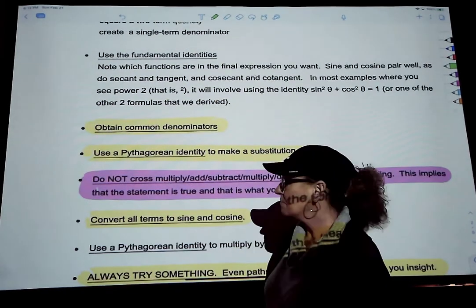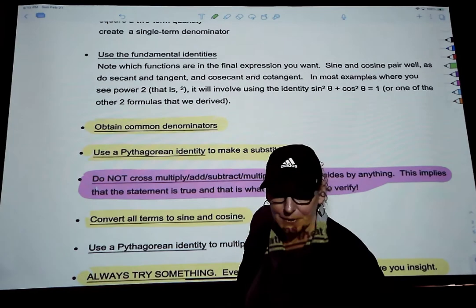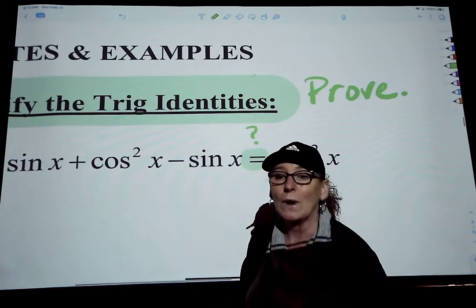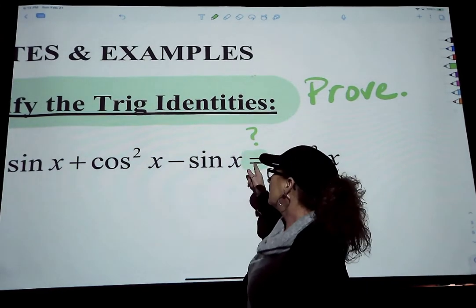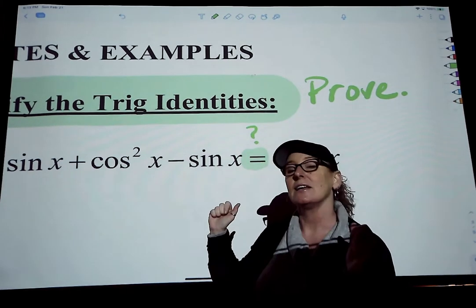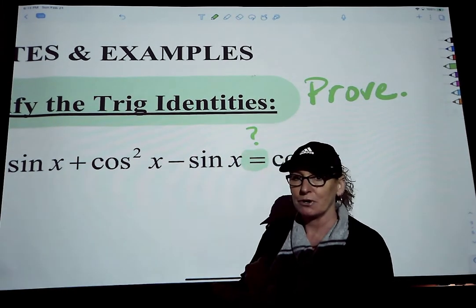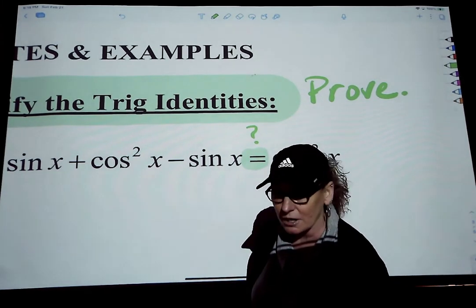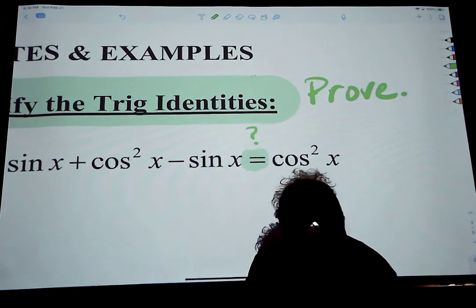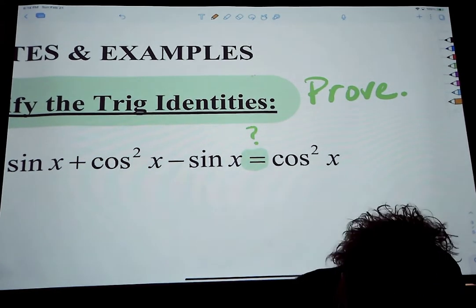And then lastly, the whole thing about a proof is we do not know that the left side equals the right side yet. That's what we're trying to prove. So, you are not allowed to do this.